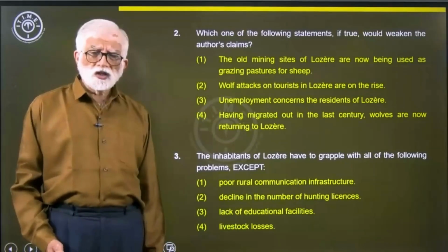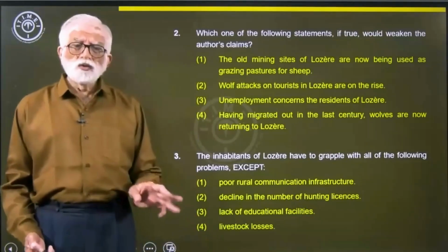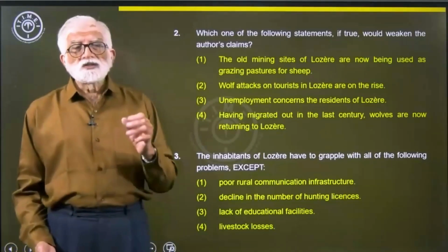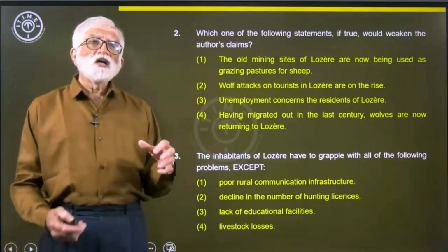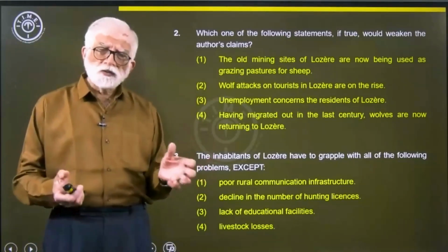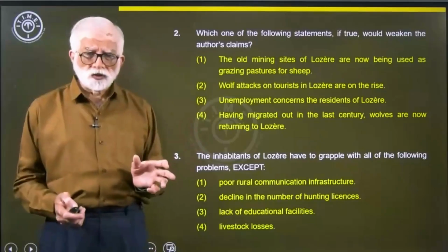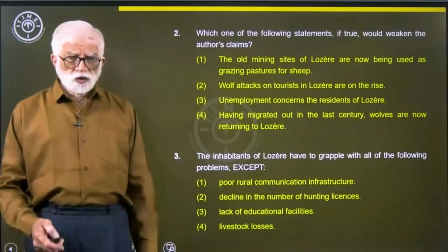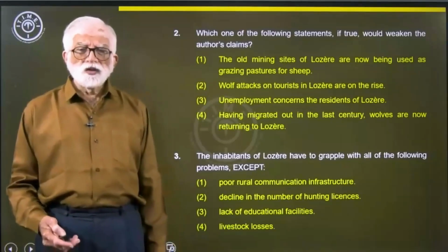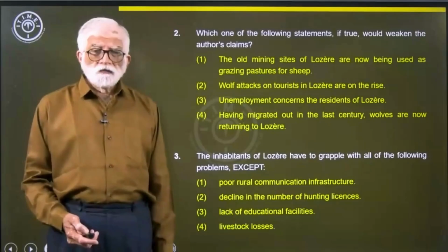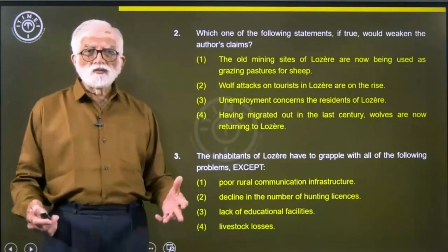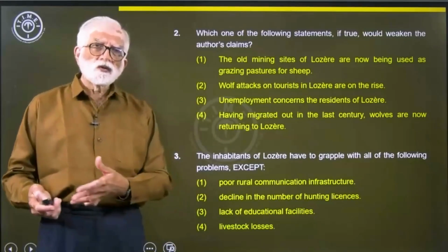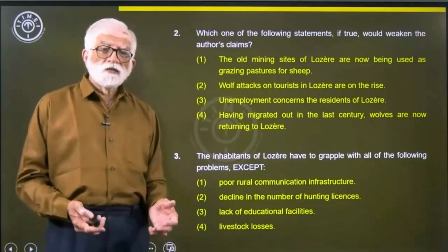What is the author's claim? The author's claim really is that wolves are coming back, and this is a good thing as far as environmentalists are concerned. It's not a good thing as far as farmers are concerned, but there is an economic aspect to both sides of that story. That is the author's situation, right? Now, what would weaken that? So, if you say the old mining sites of Lozère are now being used as grazing pastures for sheep, now that's not actually talking about the fact that wolves are coming back. The claim is that wolves are coming back, and it's a good thing for environmentalists, it's not a good thing for farmers. But wolves are coming back.